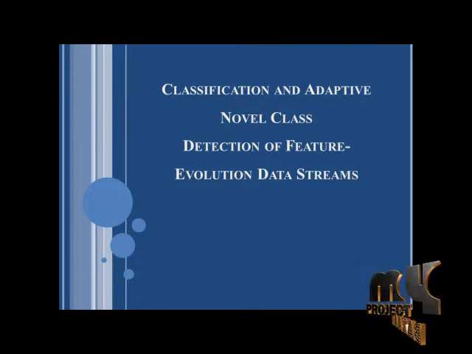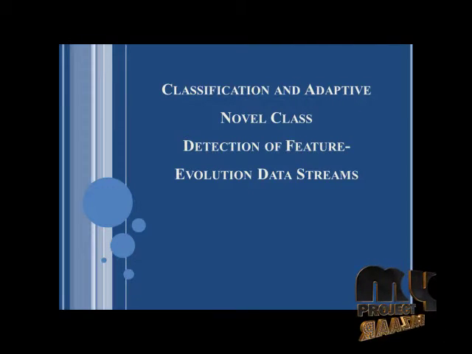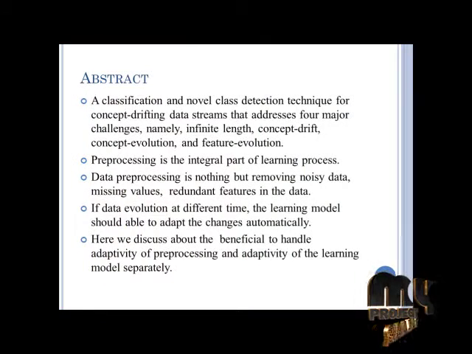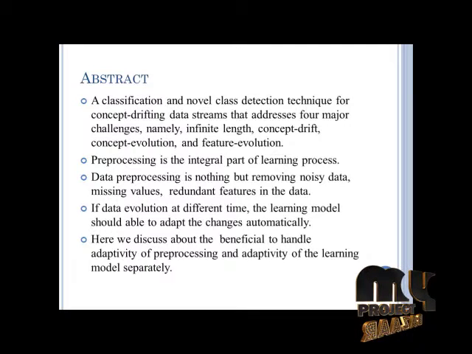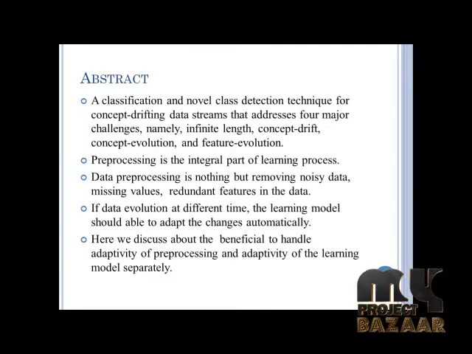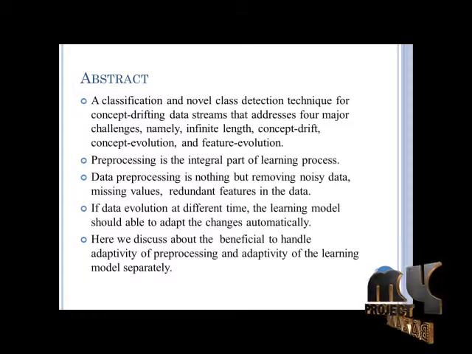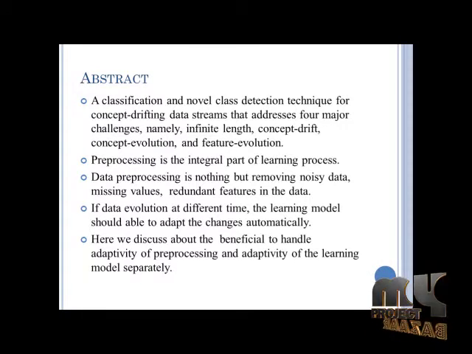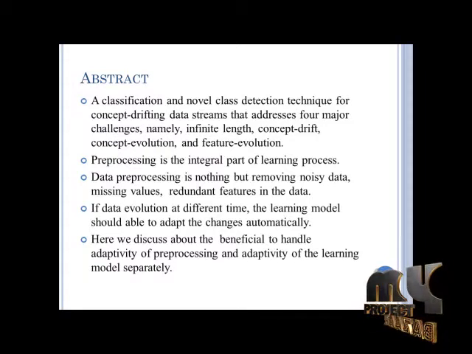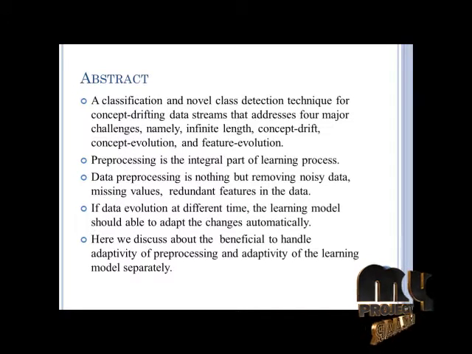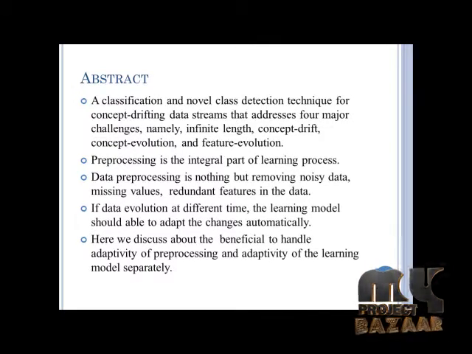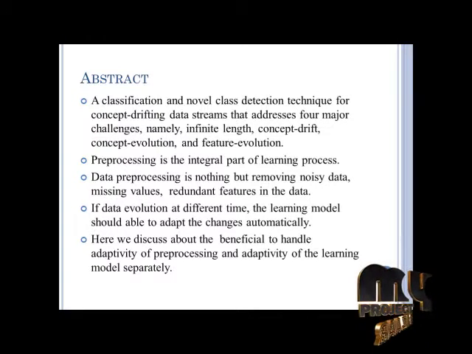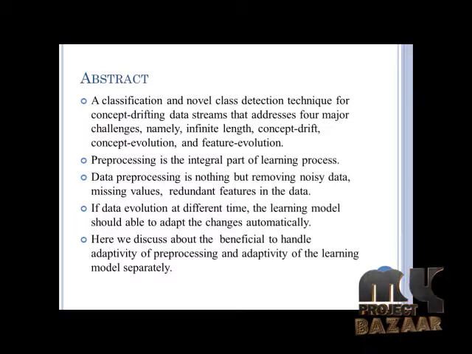Title is Classification and Adaptive Novel Class Detection of Future Evaluation and Data Stream. Abstract: a classification and novel class detection technique for concept-drifting data streams that addresses the four major challenges, namely infinite length, concept drift, concept evolution, and future evaluation.